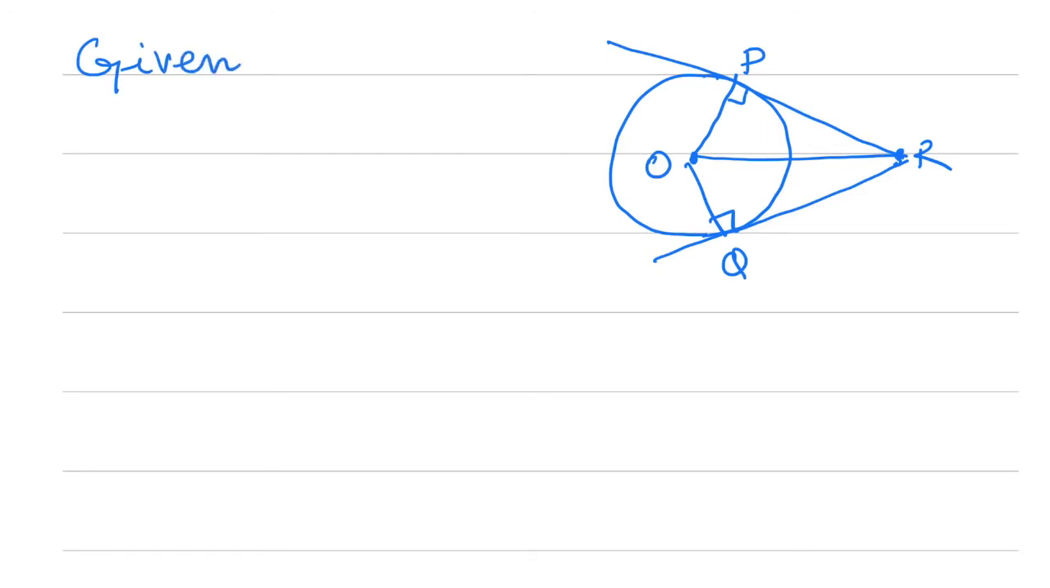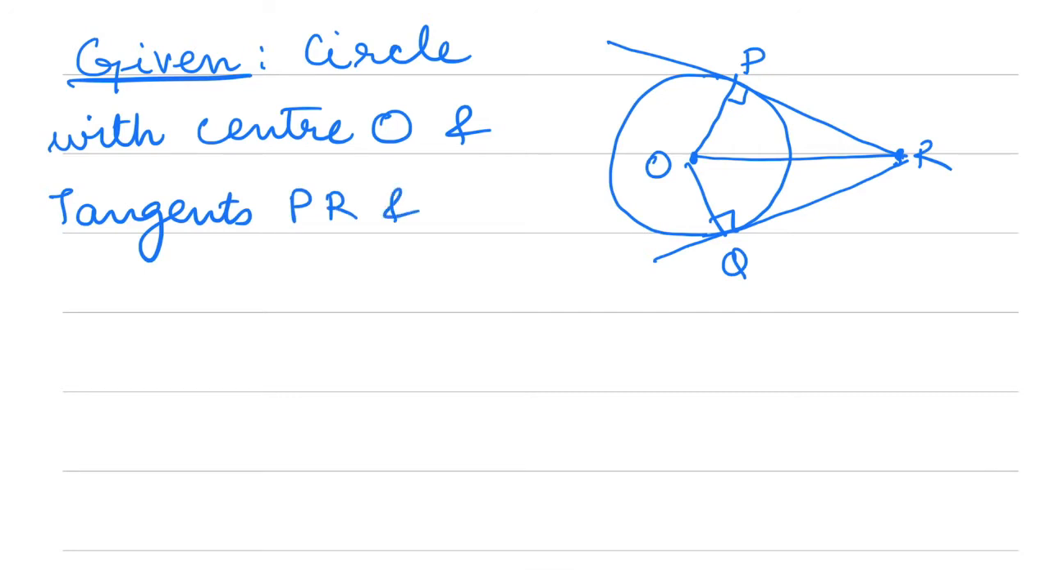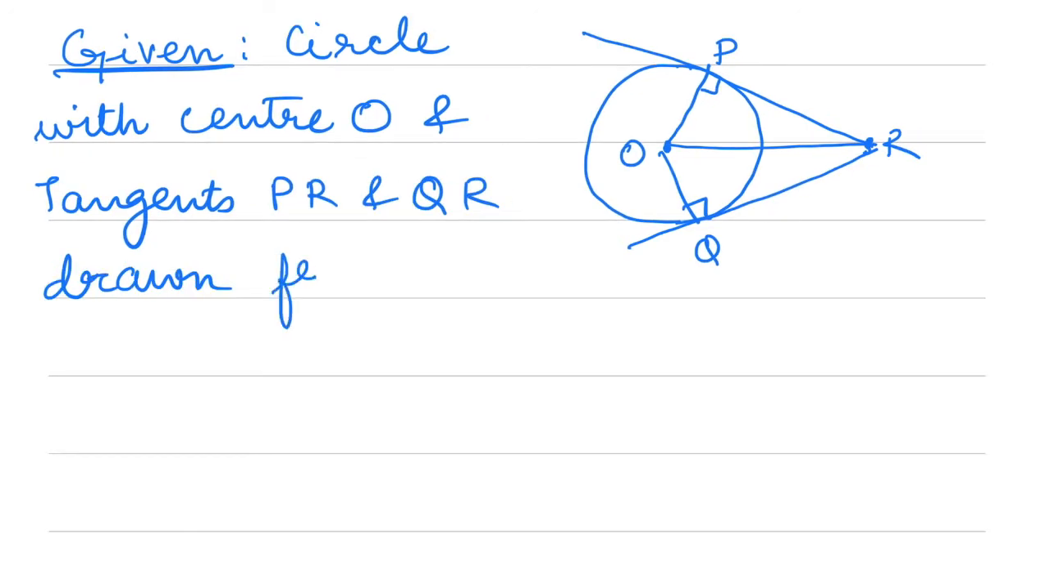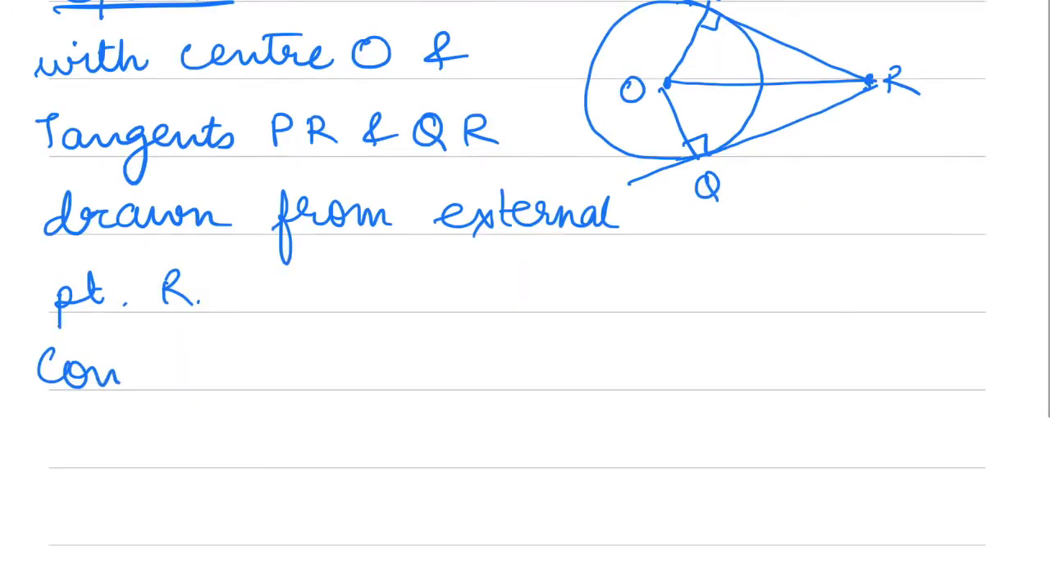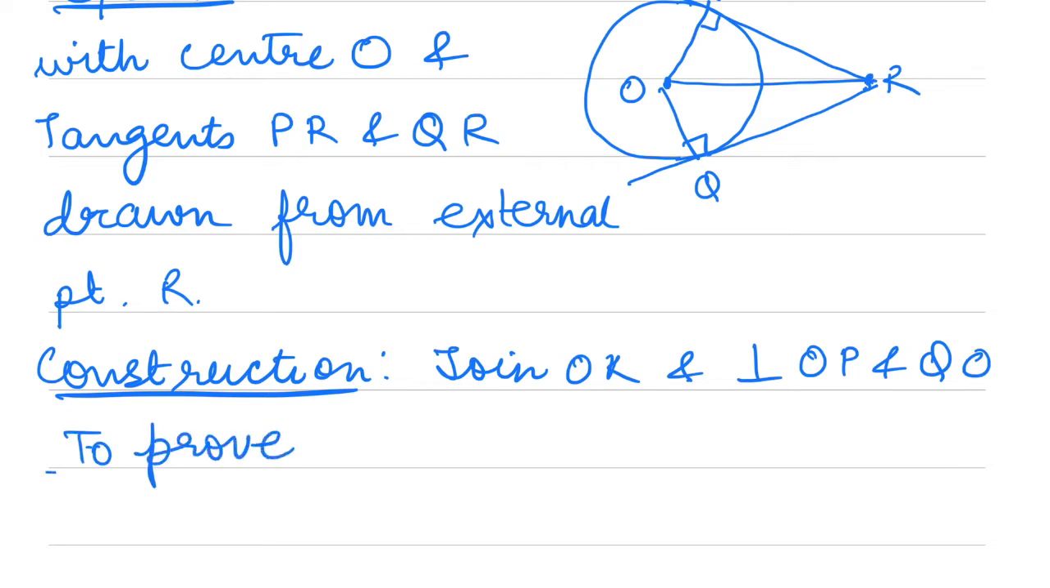Given we have a circle with center O and tangents PR and QR drawn from external point R. Construction here: join OR and perpendiculars OP and OQ. To prove PR is equal to QR.